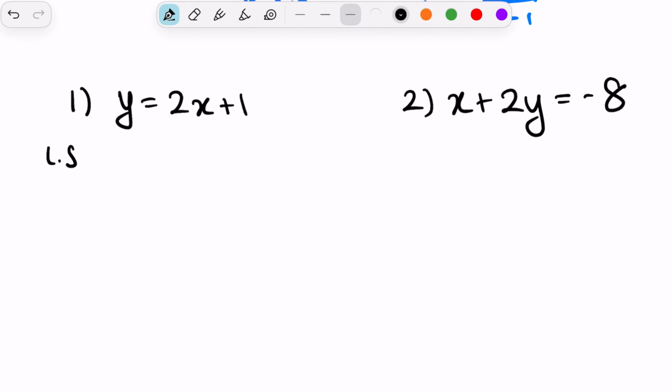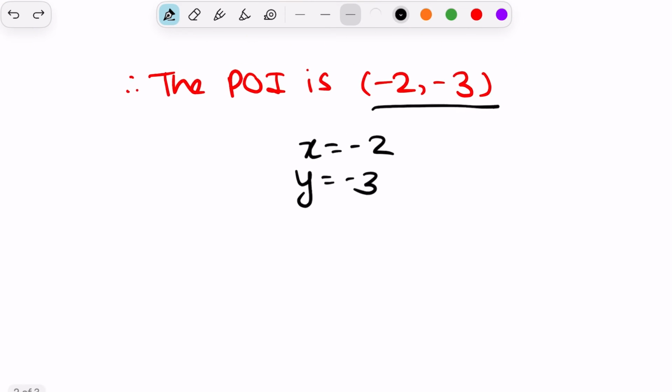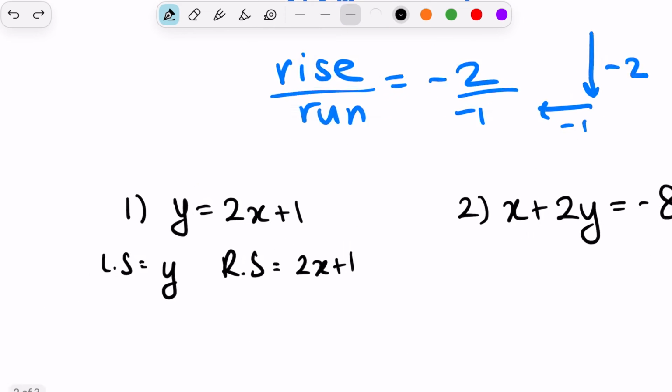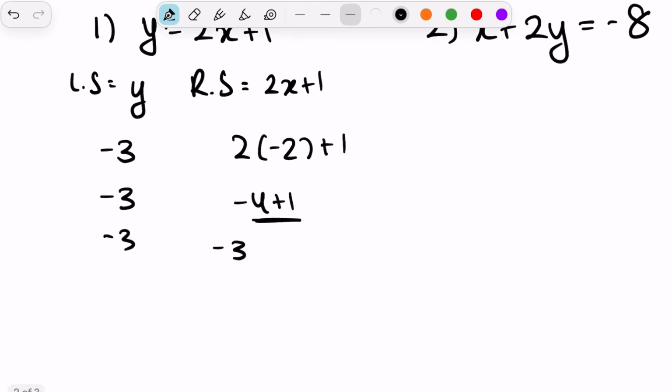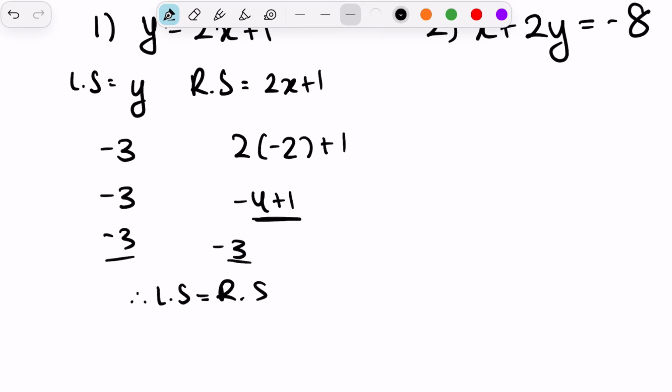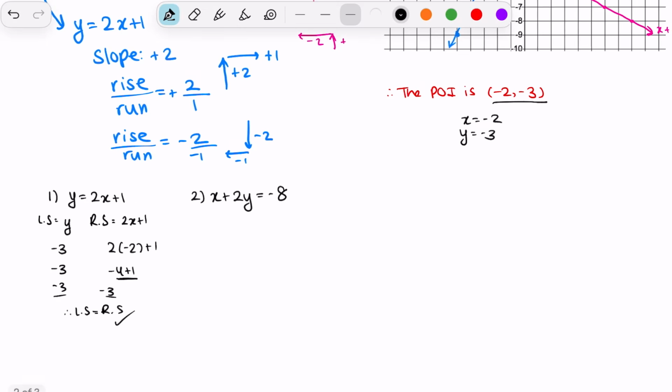So here left side is y and right side is 2x plus 1. So what is y? Y is -3, right, from the point. And what is x? X is -2. So 2 times -2 plus 1. So this is going to be -4 plus 1. So -4 plus 1 is -3. So do they equal each other? Yes, they do. So therefore left side equals right side. So the point satisfies this line.